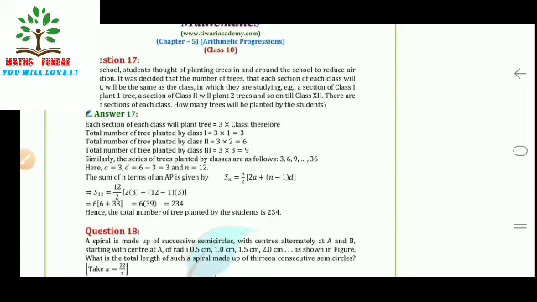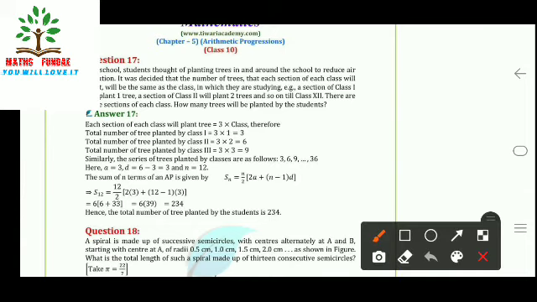Now in question number 17, in a school, students thought of planting trees in and around the school to reduce air pollution. It was decided that the number of trees each section of each class will plant is the same as the class in which they are studying. For example, a section of class first will plant 1 tree, a section of class second will plant 2 trees, and so on till class 12th. There are 3 sections in each class. So how many trees will be planted by the students?